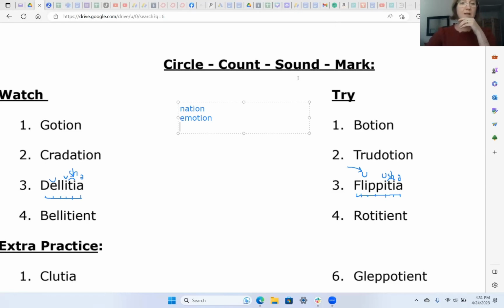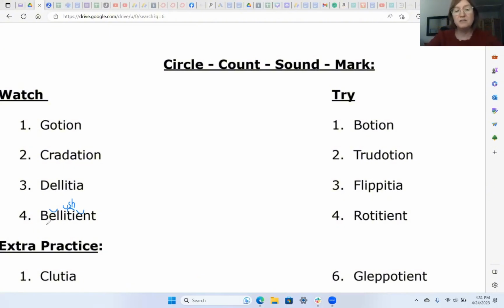Okay. Let's try our number 4. Hang with me, you guys. You're doing great. Mark my E. I know it says E because the next two letters are consonants. I'm going to mark my I. I in the middle always says I. Here's my TI that says sh. This E is going to make a short sound because the next two letters are consonants.